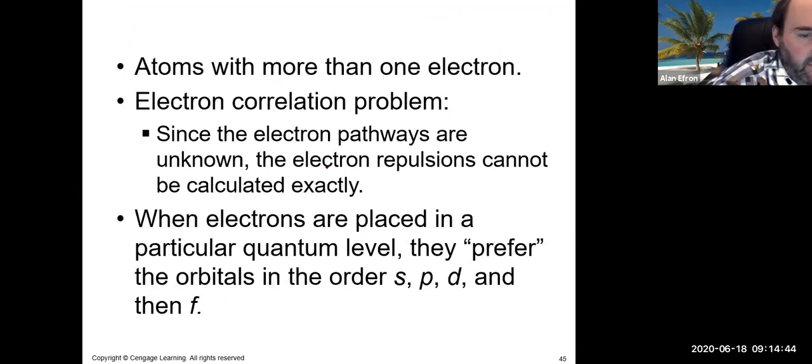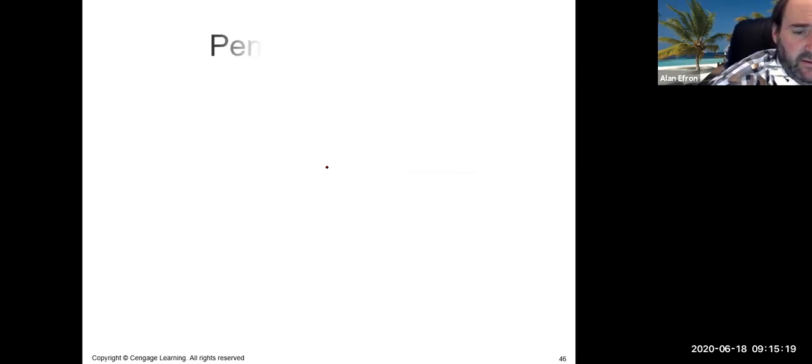So for atoms with more than one electron, there's sort of a correlation problem that occurs. Since the electron pathways are unknown and there are repulsions, we don't know exactly where those electrons are or how they're traveling. But when electrons are placed into those quantum levels, or principal quantum numbers, they are placed in a certain order. That order is essentially the electron configuration order that you may be familiar with.